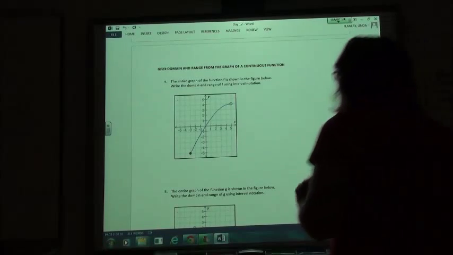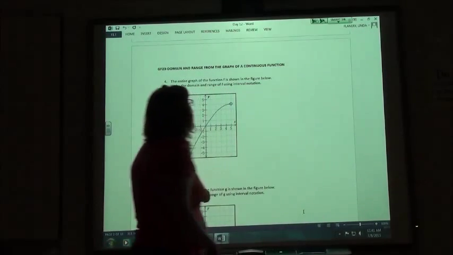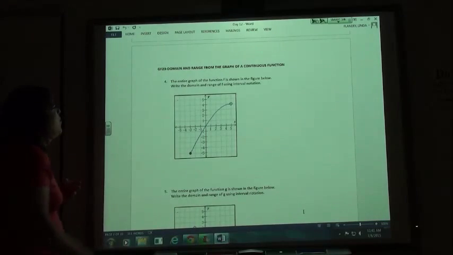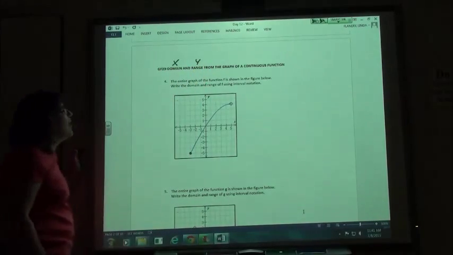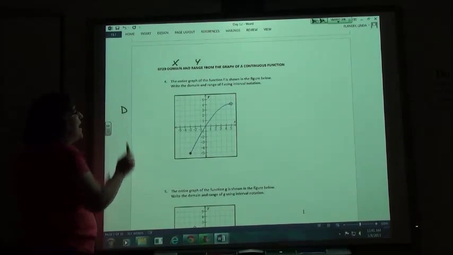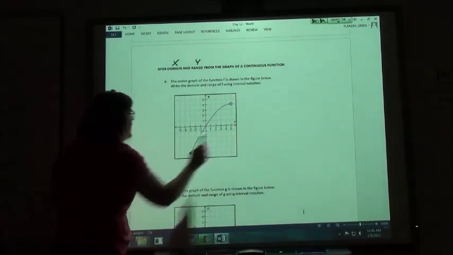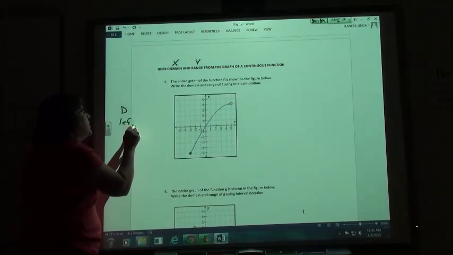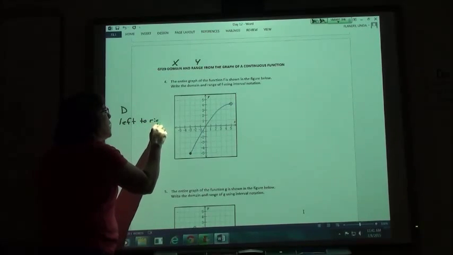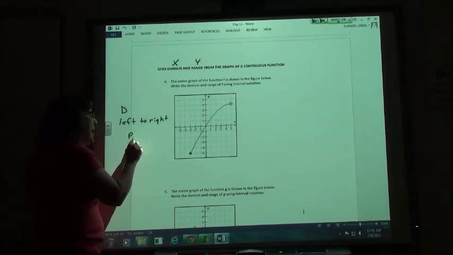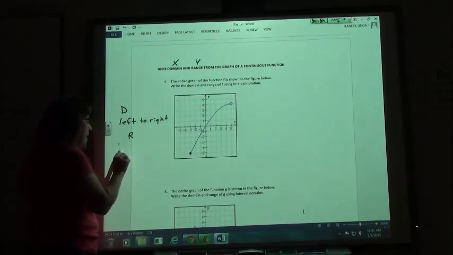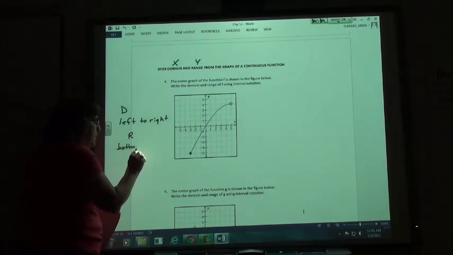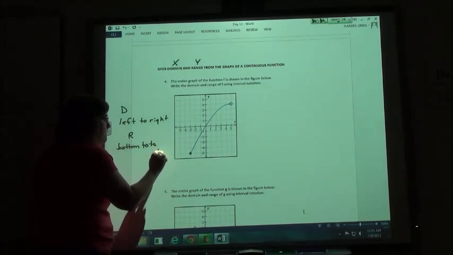Numbers 4, 5, and 6, we're doing the domain and the range of the graph of a continuous function. Remember that domain are our x values and range are our y values. So for our domain, we're using the x-axis, and we always go from smallest to largest, so we're going to go from left to right. Our range is our y-axis. Again, if I'm going from smallest to largest, I'm going to go from the bottom to the top.